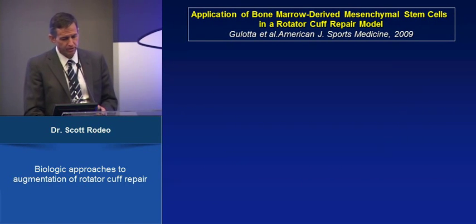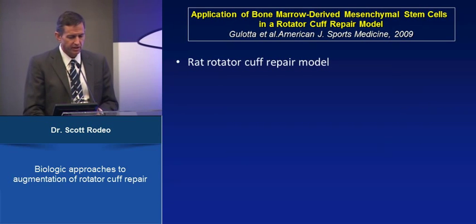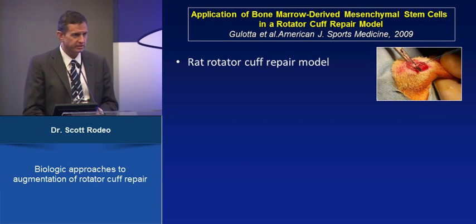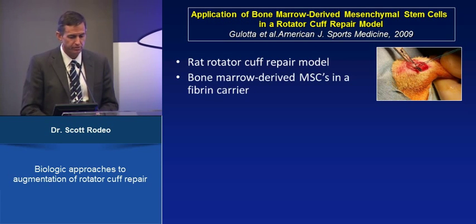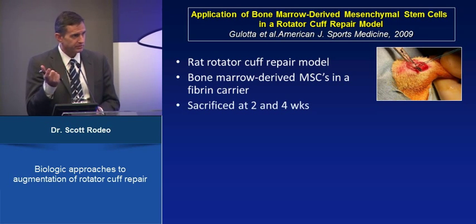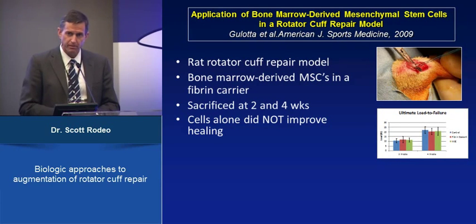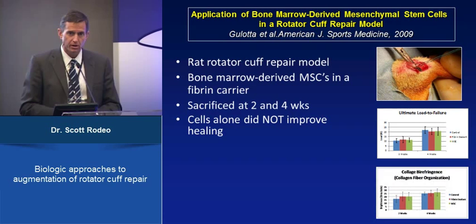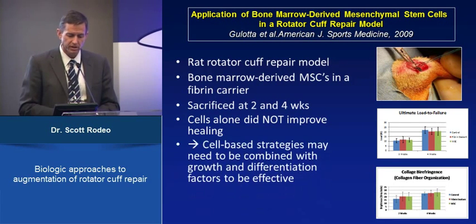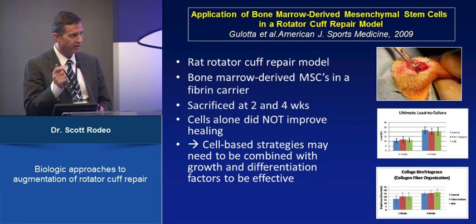So based on this, we went to our rat model in our laboratory in a series of studies. We have a rat rotator cuff repair model, essentially detaching and then repairing the tendon. It's a simple and standard model that's been used. We use bone marrow-derived stem cells and a fibrin carrier, and we place these at the repair site. We looked at our animals at 2 and 4 weeks, and overall, we found that cells alone did not improve healing. In our hands, it didn't do much, based on both biomechanical testing, load to failure, and histologic evaluation of the healing tissue. So it seems that cell-based strategies may need to be combined with growth and differentiation factors to be effective. Cells alone may not be enough.